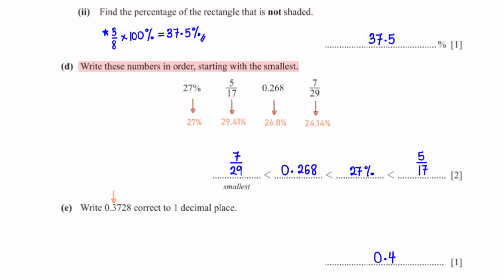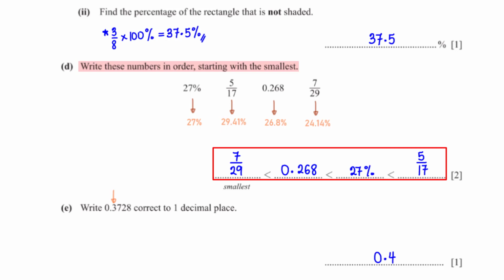Write these numbers in order, starting with the smallest. To be able to compare the numbers, we convert them to a percentage by multiplying each number by 100%. The smallest percentage is 24.14%, which is 7 over 29, followed by 26.8%, which is 0.268, followed by 27%, followed by 29.41%, which is 5 over 17.